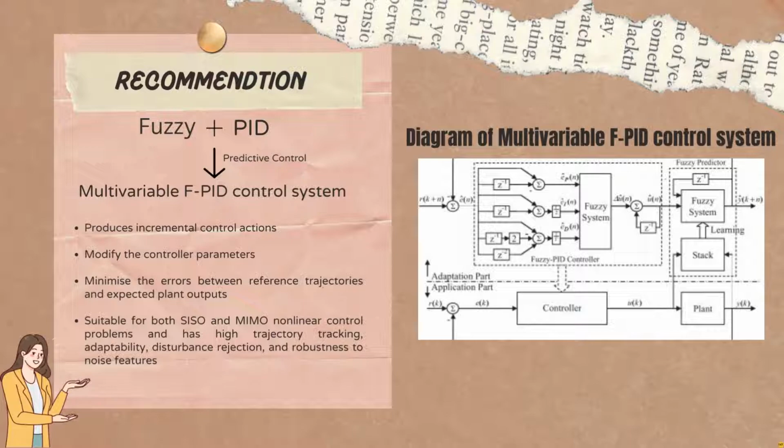The plant outputs are predicted multiple steps in advance by the fuzzy predictor. In order to minimize the error between reference trajectories and expected plant output over the prediction horizon, the parameters are changed. The simulation of the FPID control system also shows that it is suitable for both SISO and MIMO nonlinear control problems, and it has high trajectory tracking adaptability, disturbance rejection, as well as robustness to noise features.